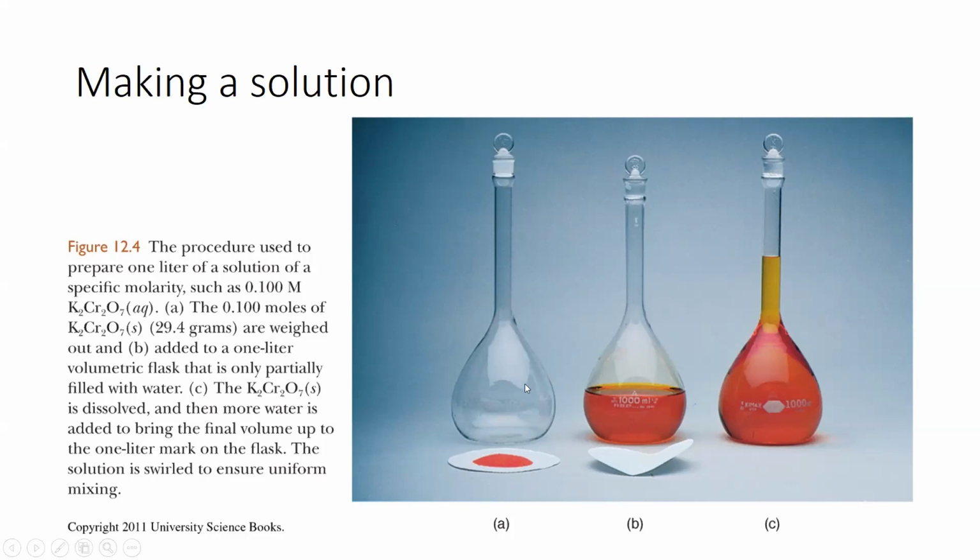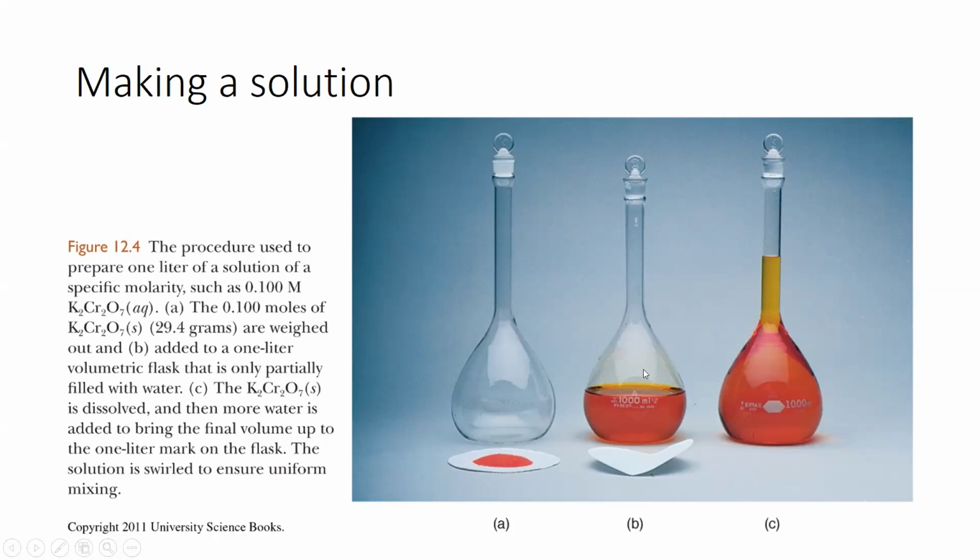So you'd also want to generally use volumetric glassware or something that gives you good precision in your measurement. And so you'd put a little bit of water in, you'd put your solute in, you'd mix it up really well, and then you dilute it to the volume that you're looking for. In this example on the screen, a 1 liter or 1,000 milliliter volume, okay?